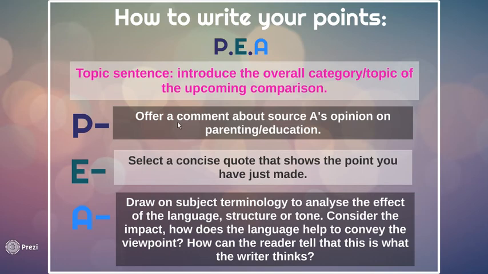Then you need to put forward your point, so you need to offer a comment about source A's opinion on parenting and education. You need to back that up with a concise quote, and then in the analysis, that's where you really need to draw on all of your subject terminology to say how the writer has shown his viewpoint or his opinion with language, structure or tone.